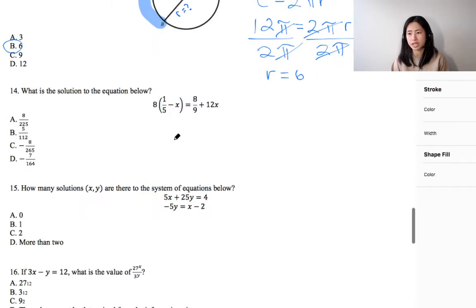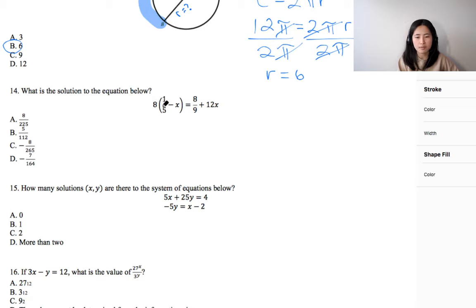Okay, so for number 14, what is the solution to the equation below? We have 8 times (1 over 5 minus x) is equal to 8 over 9 plus 12x. So all we have to do is solve for x. Here's the part where I don't want you to use your calculator, because I want you to really practice solving for x manually. A lot of students rely on the calculator so much that sometimes they forget the most basic parts of solving fractions. So that's what we're going to do today. No calculators for this part.